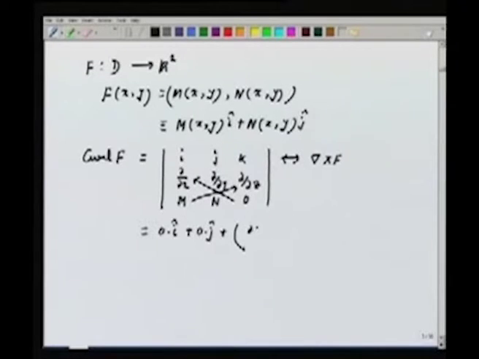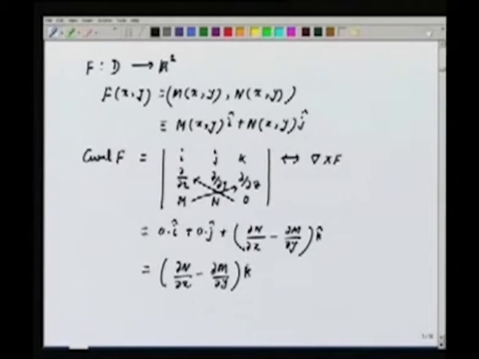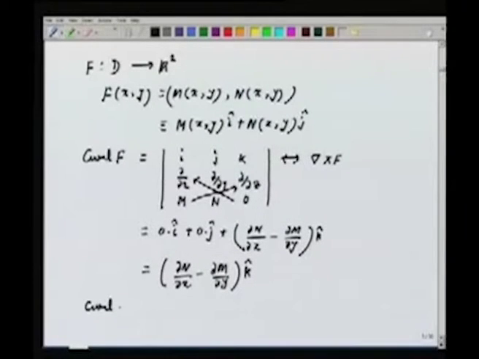That turns out to be clearly, from the formula of determinants, del n del x minus del m del y k. So curl f is actually the vector del n del x minus del m del y k. So this is a particular case of the definition of curl of f, but anyway let us continue with this particular case, then I will come to the general definition later. Now then what is curl f dot k? This turns out to be just del n del x minus del m del y.